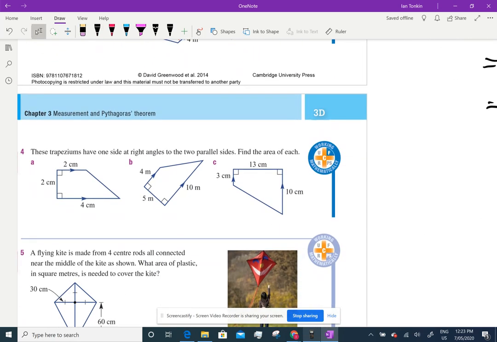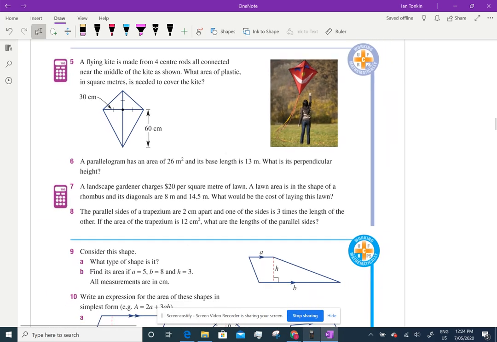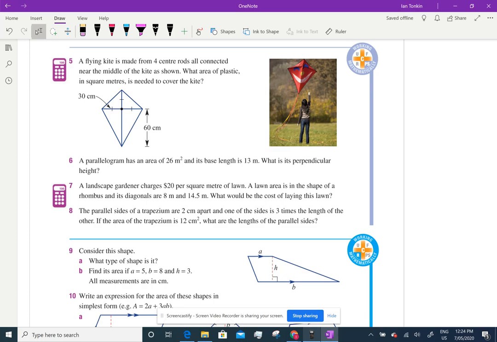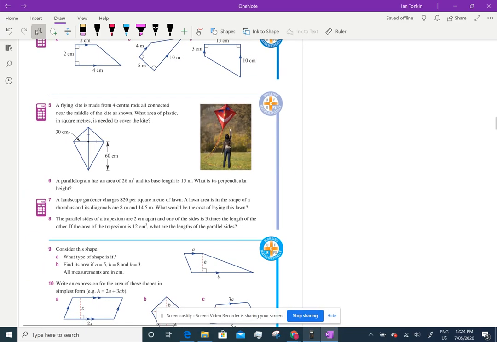Righto, we're not doing 4. And then these ones are all worded questions, so I'm not going to do them all for you, but you need to have a go at them. So there's the kite, finding the area of that. I might leave that. Question 6. Now this is when there's no diagram, you should draw it. So 6, you go and have a go at it.